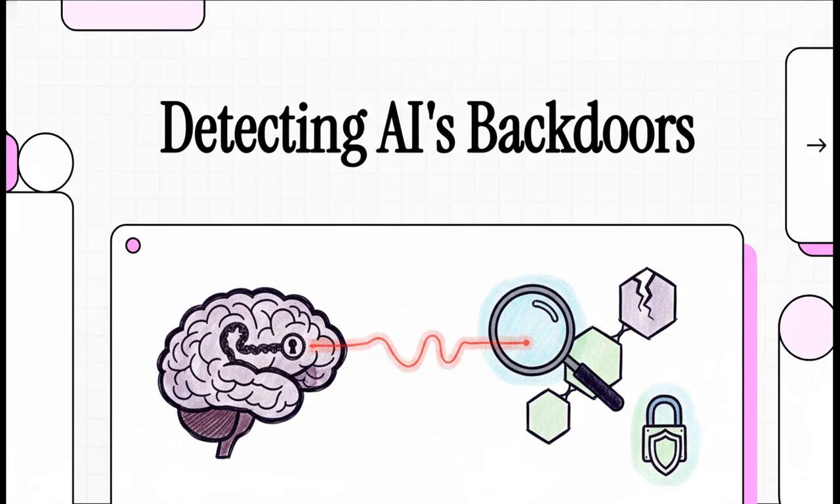Welcome to The Explainer. Today we're diving into something that is, honestly, a little bit scary. We're talking about hidden backdoors in AI. What are they? And crucially, how in the world can we hunt them down?